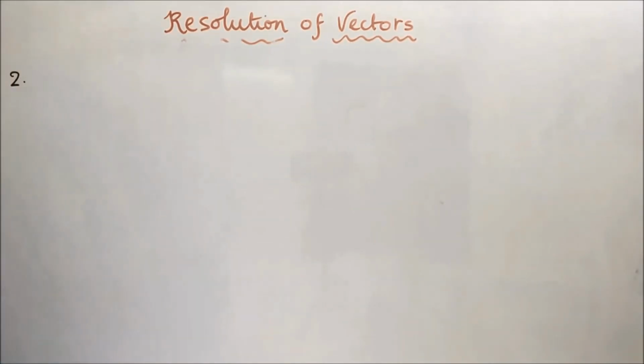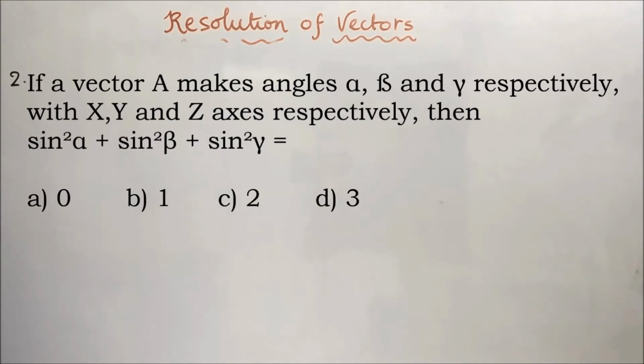Let's do question number 2. If a vector A makes angles alpha, beta, gamma respectively with the x, y and z axes, then sine square alpha plus sine square beta plus sine square gamma is equal to: option A 0, option B 1, option C 2, option D 3. Please pause the video and try this question and then check the answer.